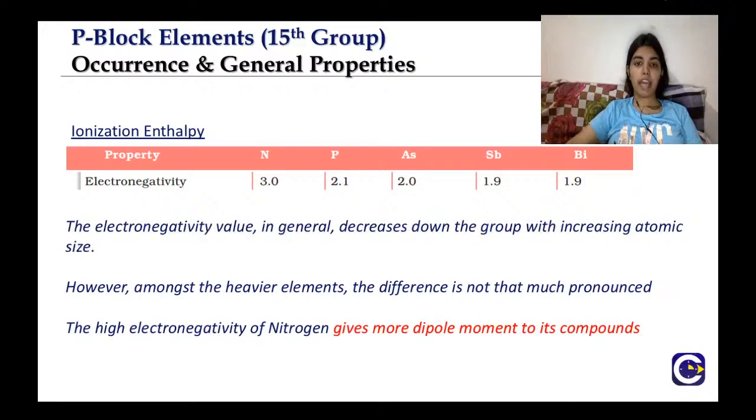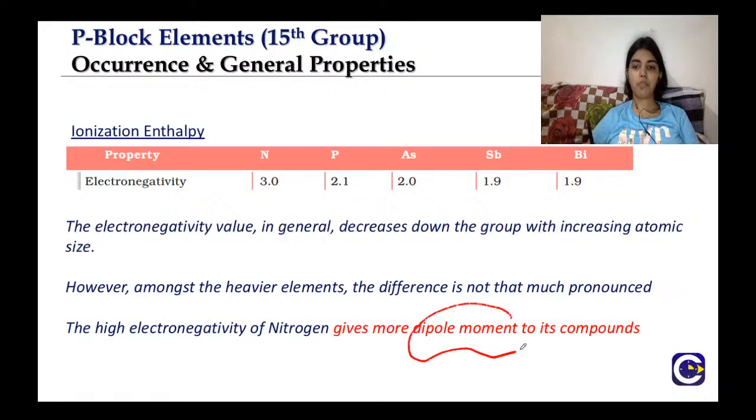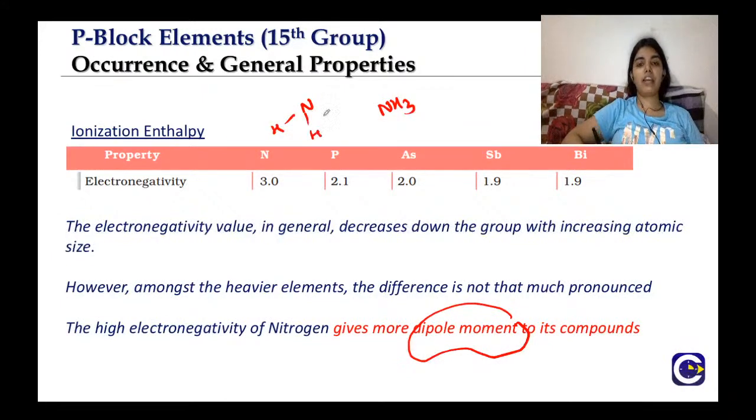So electronegativity decreases down the group, and the high electronegativity of nitrogen gives a dipole moment to its compounds. For example, let us say ammonia, right? In ammonia, we have nitrogen, hydrogen, hydrogen, hydrogen and a lone pair. If you consider the N-H bonds, what is happening? Nitrogen is pulling electrons here also, here also, here also. So the resultant dipole moment comes out like this. That means the compounds of nitrogen are polar basically because of the electronegativity of nitrogen.